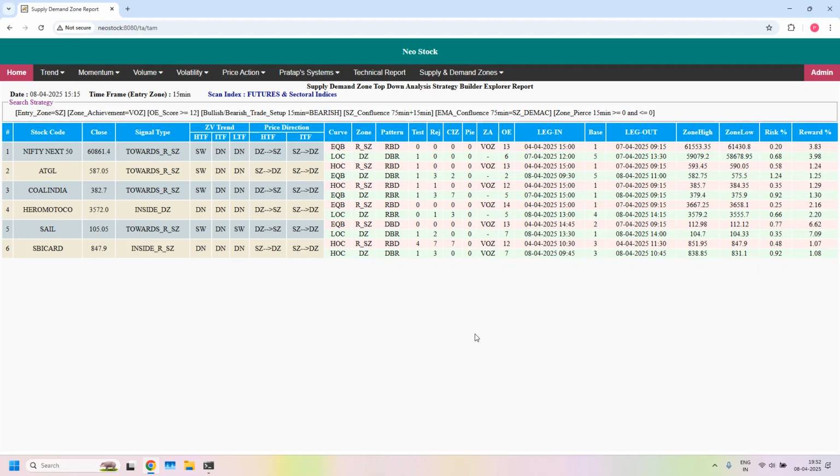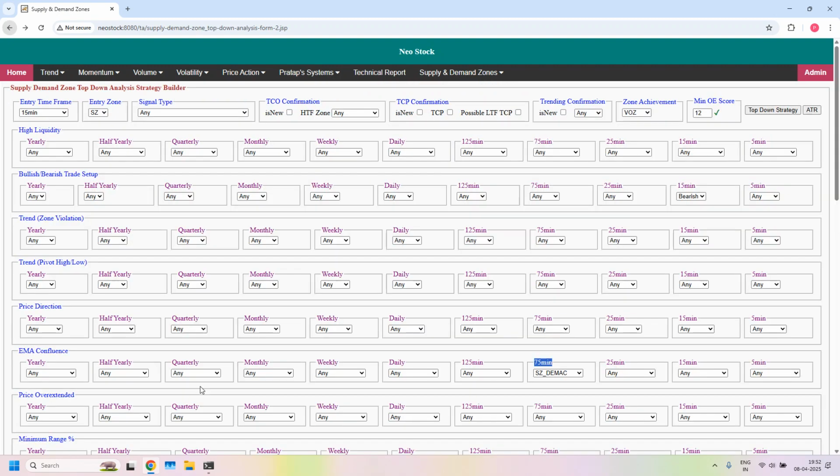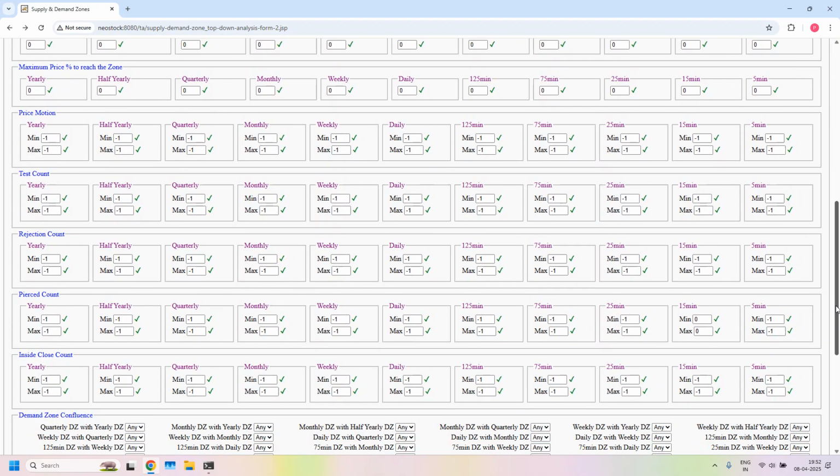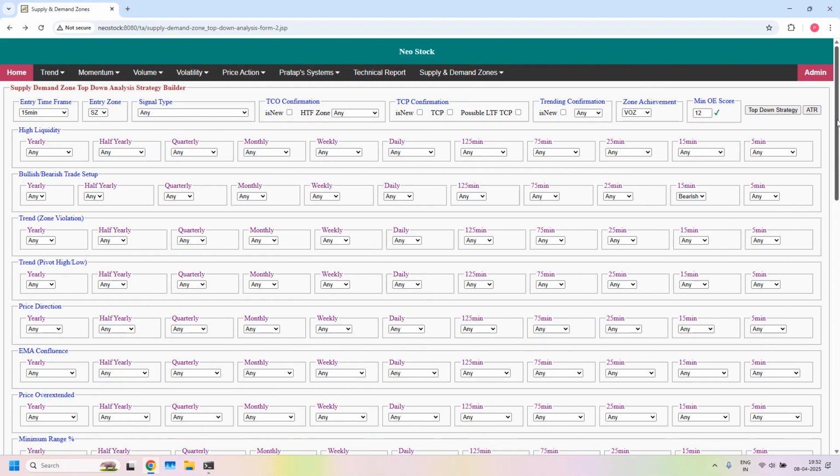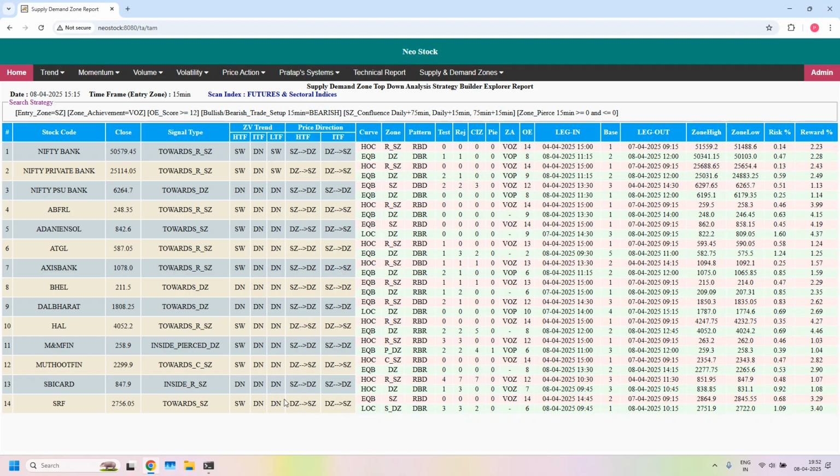Next we will look into HTF zone confluence, removing the EMA filter. For LTF, ITF, HTF supply zone confluence, 3 filters we have to set. First filter is already enabled. Next, 15 minute supply zone with daily supply zone confluence, and 75 minute supply zone with daily supply zone confluence. With all the 3 filters enabled, we got 14 stocks.